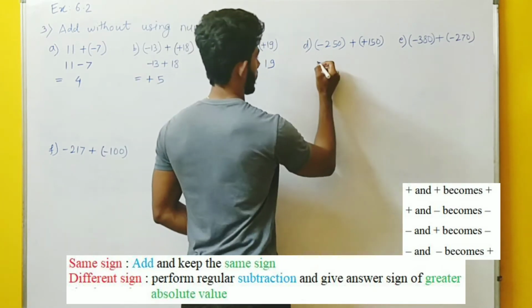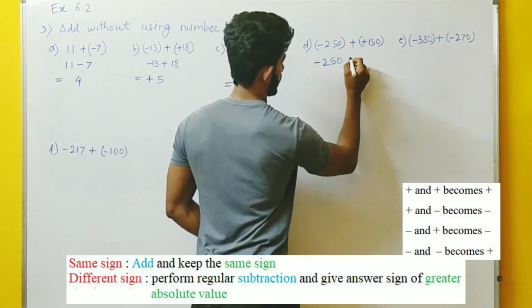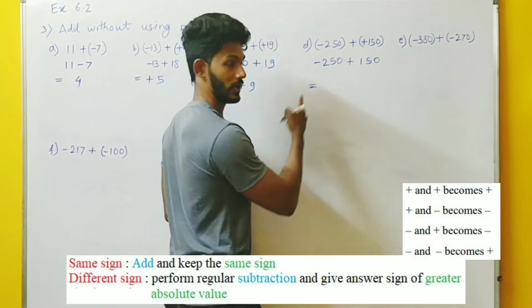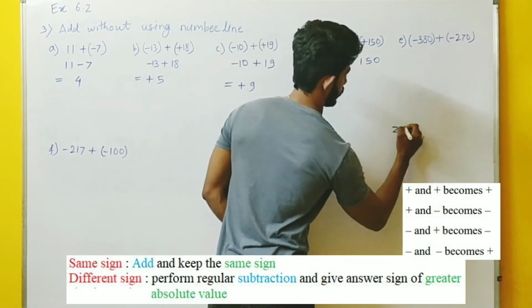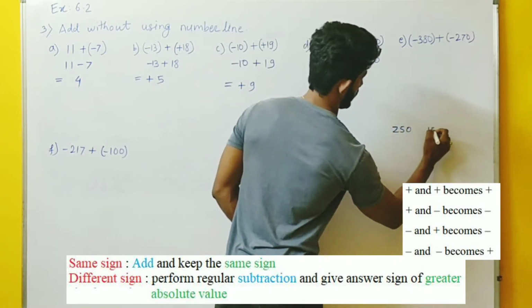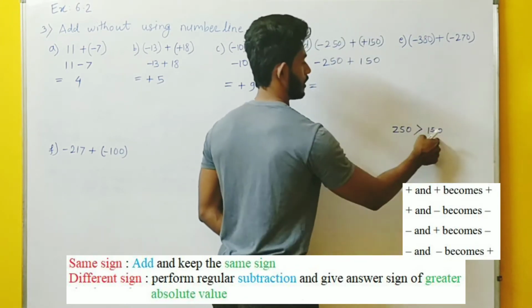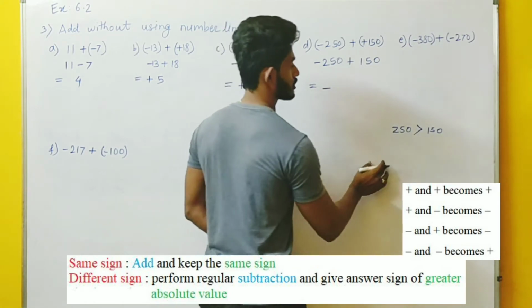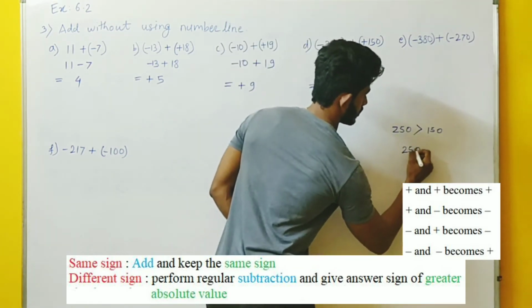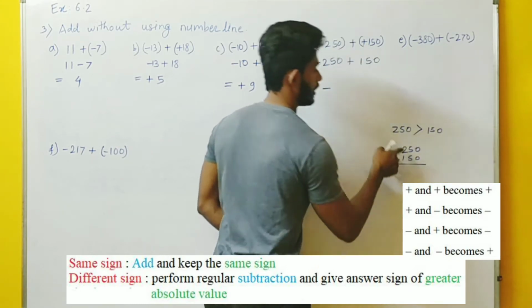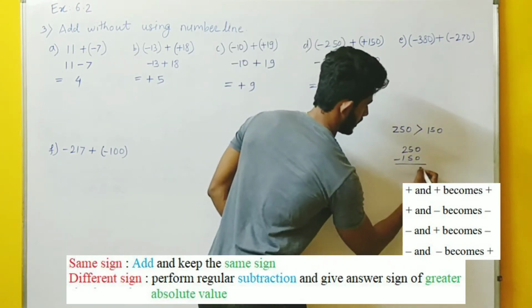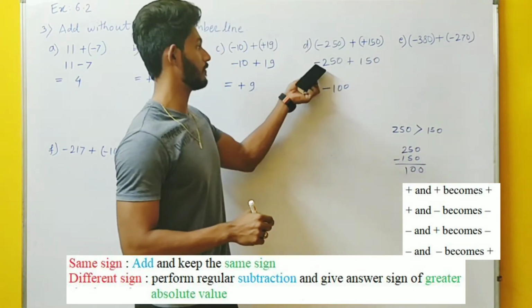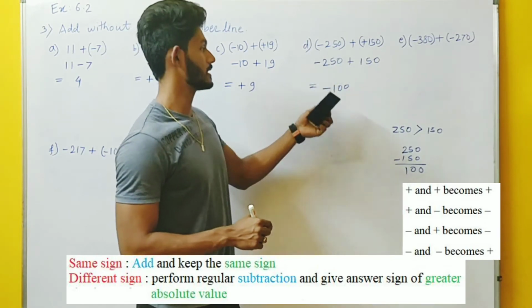Now in this case, minus 250 plus and plus will be plus 150. Now my answer will have sign of 250 and 150, and we all know that 250 is greater than 150. 250 is having negative sign, so my answer will have negative sign. Now we are going to subtract smaller number from greater number. My answer will be 100. So my final answer will be minus 100 because it will have sign of 250, that is minus.